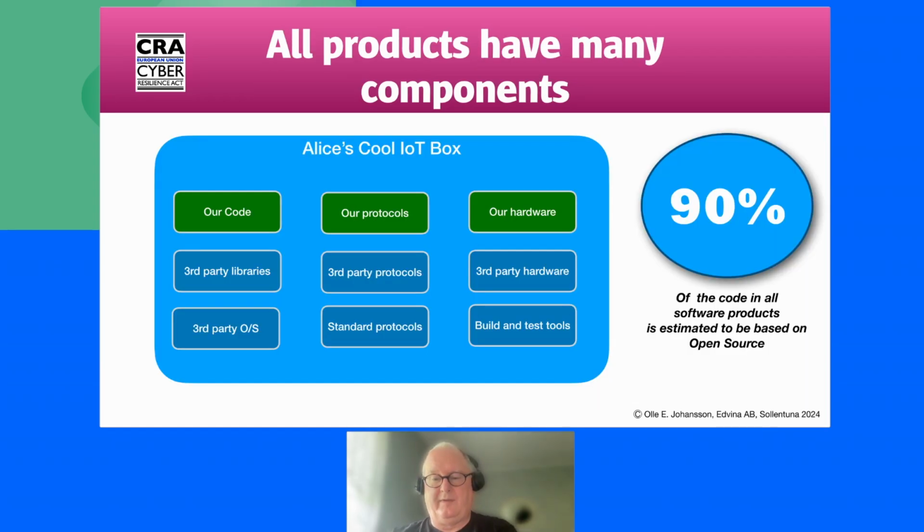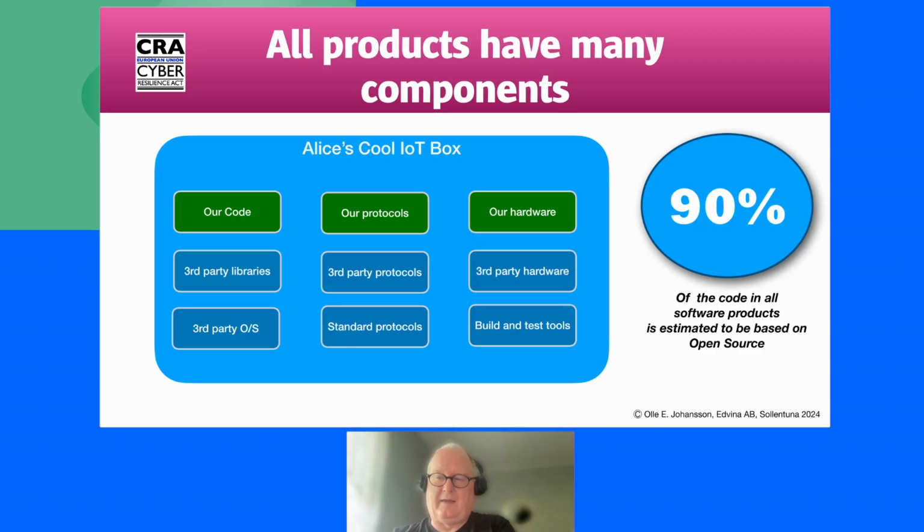And the important thing here is that when we create software today, we use a lot of third-party components, and a lot of those components are open source. And that's why open source is so important in light of the Cyber Resilience Act. About 90% of the code in products that are sold on the market is open source. So 10% of the code is your proprietary code that actually does the business logic that you sell.